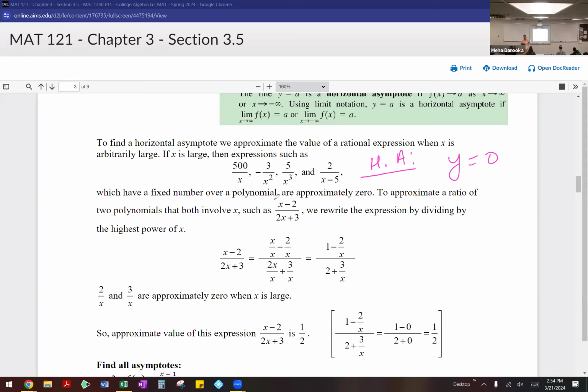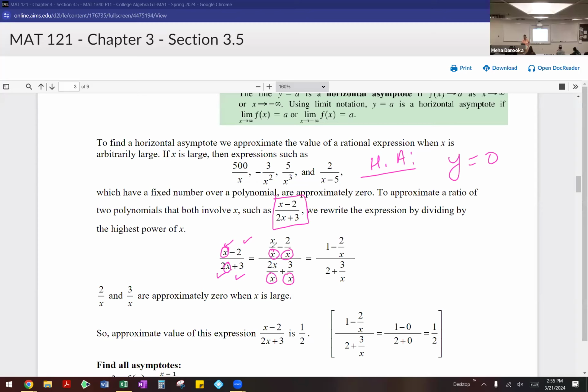Now, what if you have an expression that looks like this, where you have the same exponent on the x in the numerator and the same exponent for the x in the denominator, which means they have the same degree? They're both x to the first power. So the process for solving this is you take each one of your terms. I've got x and -2, I've got 2x and +3. I'm taking each term and dividing it by the highest power of x, which in this case just happens to be x to the first power. So you can see every term is being divided by x, and then you simplify this.